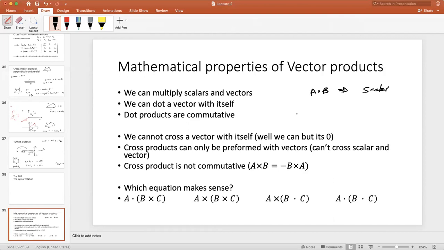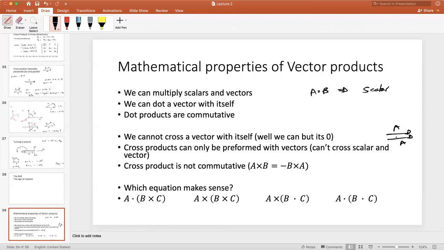However, for the cross product, you cannot cross a vector with itself. Why? Because they're parallel to each other. A and A are parallel. The angle between A and A would be 0, and A cross A is A A sine of 0, which is 0. You can. There's reasons why you may want to do that for some odd reason in derivations and stuff. But if you cross a vector with itself, you get 0.